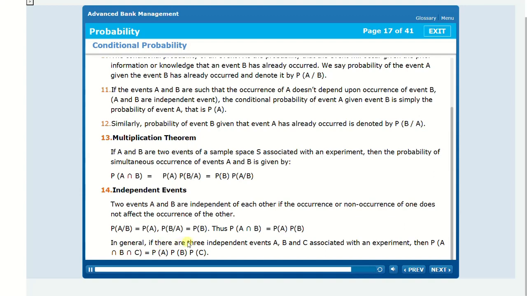In general, if there are three independent events A, B and C associated with an experiment, then P of A intersect B intersect C equals P of A times P of B times P of C.